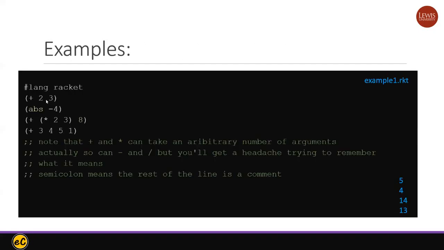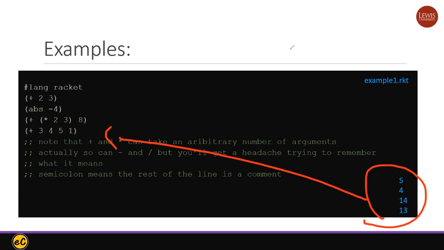Okay, let's look at this one. Plus 2, 3, you will get 5. Absolute value of -4, you get 4. Times 2, 3, you get 6. Plus 6, 8, you get 14. Plus 3, 4, 5, 1, you sum them together. This one is 7 plus 6, you get 13. So these are the results that I get for that.